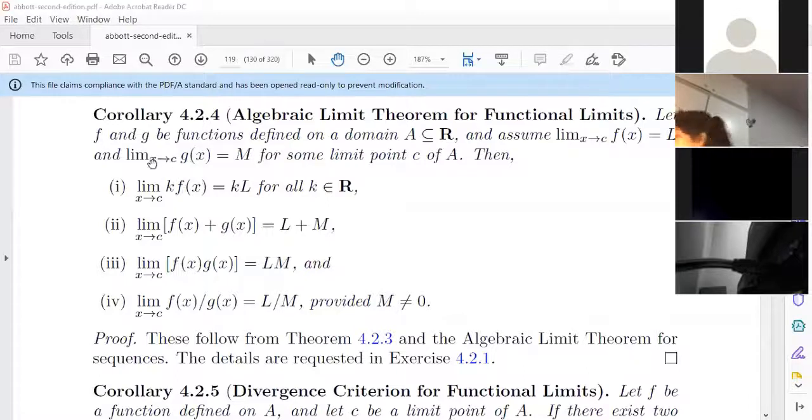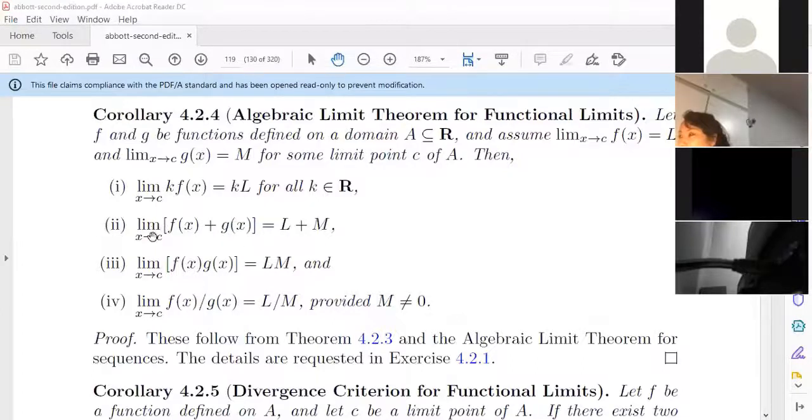We can take constants out of the limit. That's property 1. The limit of a sum is the sum of the limits. That's property 2. The limit of a product is the product of the limits. The limit of a quotient of two functions is the quotient of the limits, provided you don't divide by 0. Why are all these true? Well, very straightforward. This is how you would prove any of these.